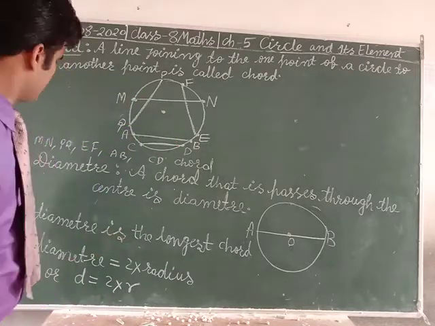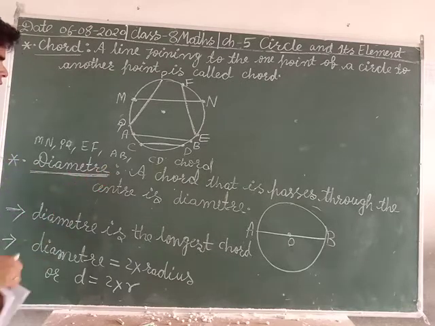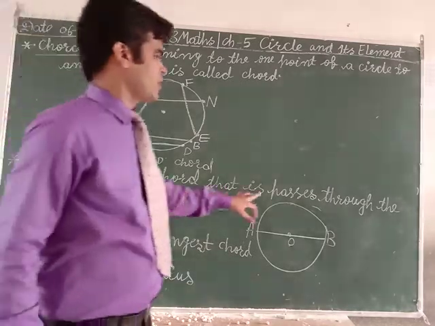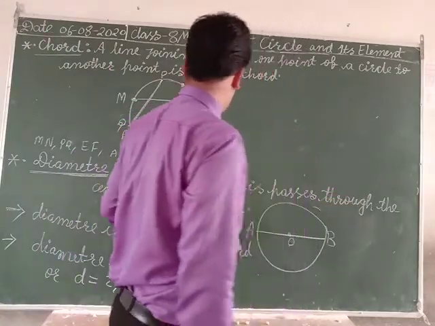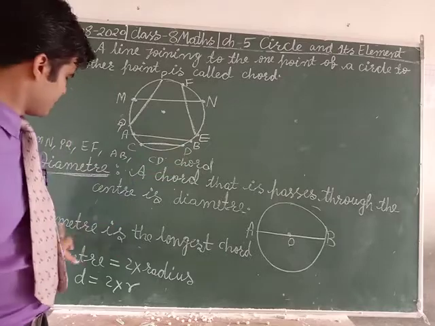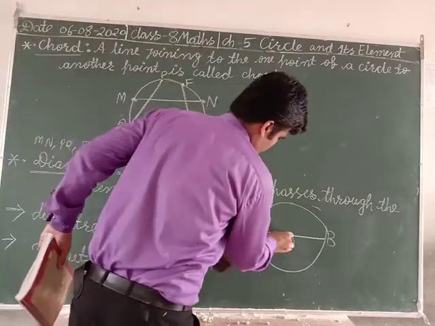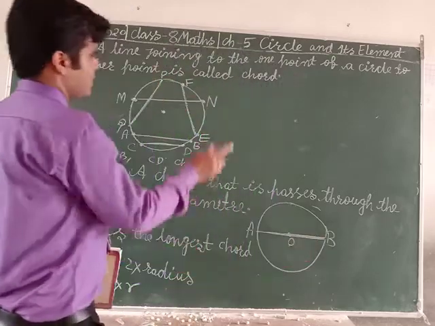Now see what is diameter. The next point is diameter. A chord that passes through the center is called a diameter. You can say diameter is also a chord, but diameter is the longest chord. Diameter is also a chord, but it is the longest chord because it passes through the center.